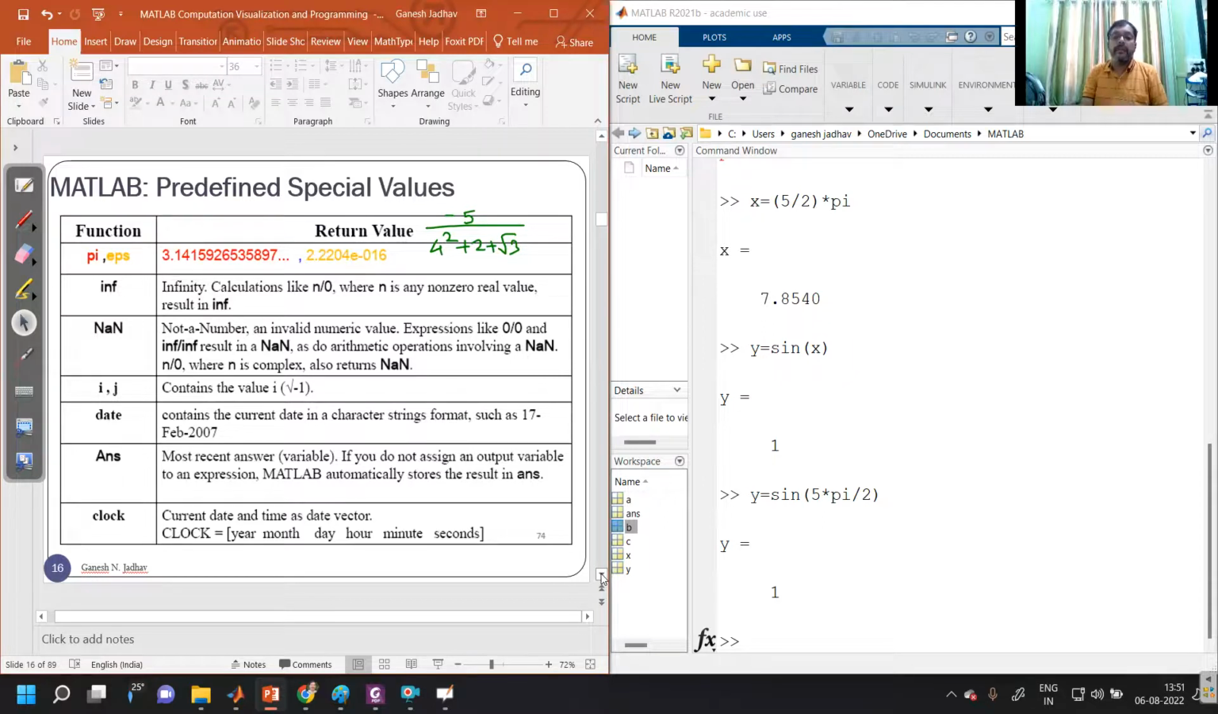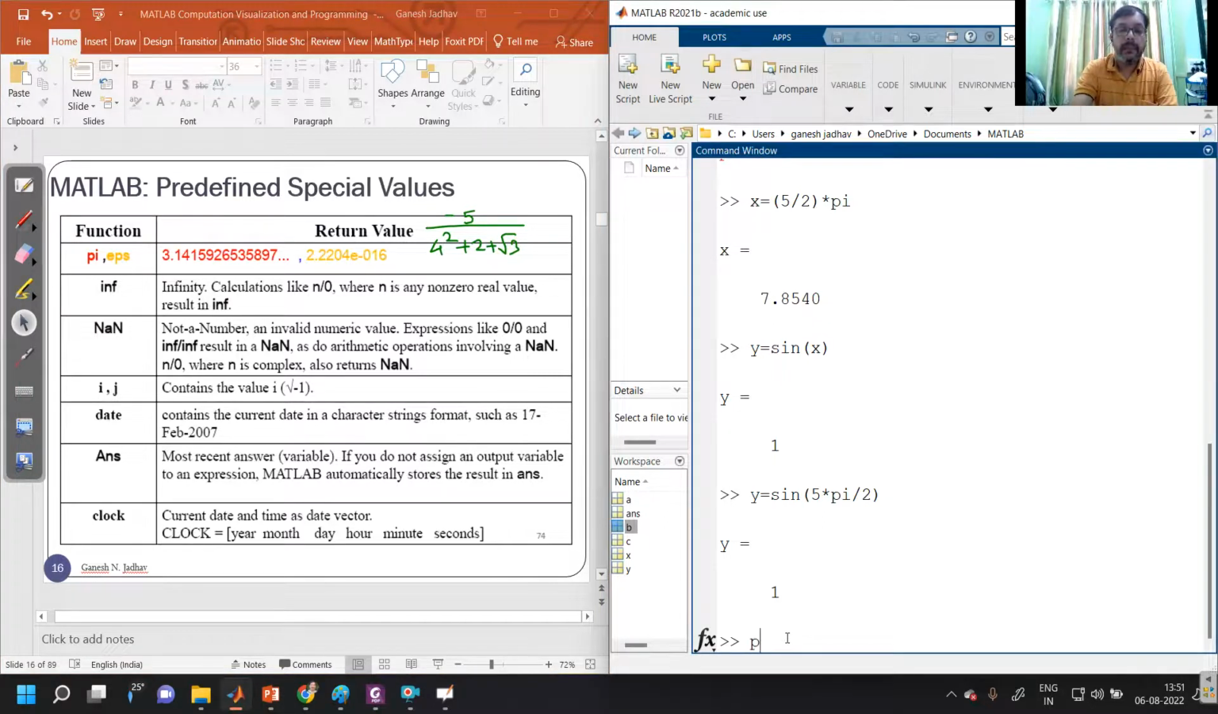What are the predefined values in MATLAB? Let us see what is predefined. If I type pi, it will display the value of pi. If I type EPS, that is a stored variable inside MATLAB, that is the machine epsilon, 2.22 into 10 raised to minus 16. That is the lowest value available in MATLAB.